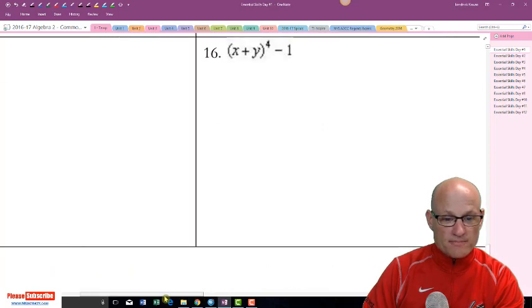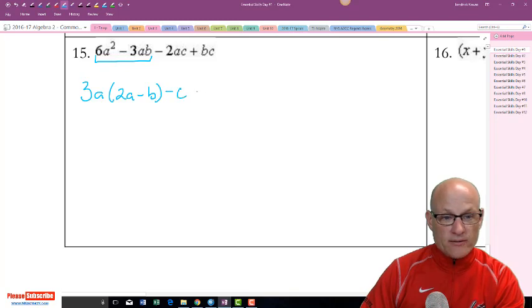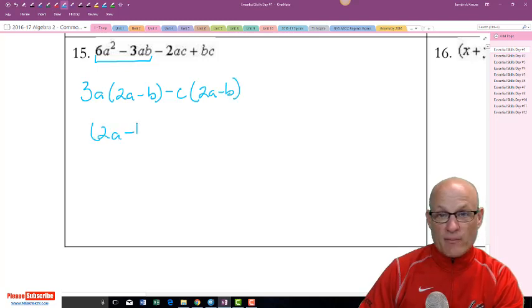Last two problems. All right, what can I take out of these two? I can take out a 3a, and I'm left with 2a minus b. Copy over the minus, and I can take out a c, and I'm left with 2a minus b. The parentheses match, so that's my first set of parentheses, 2a minus b. And my second set is 3a minus c.